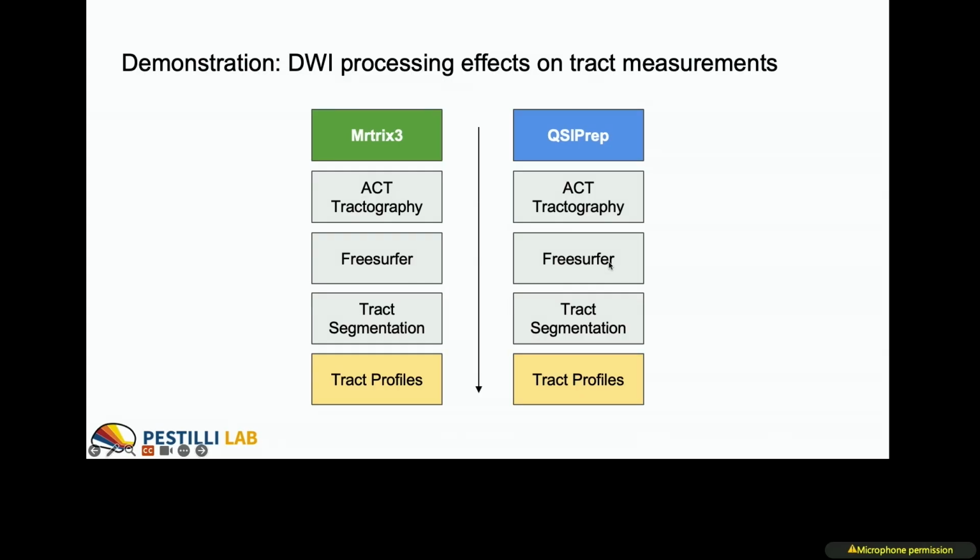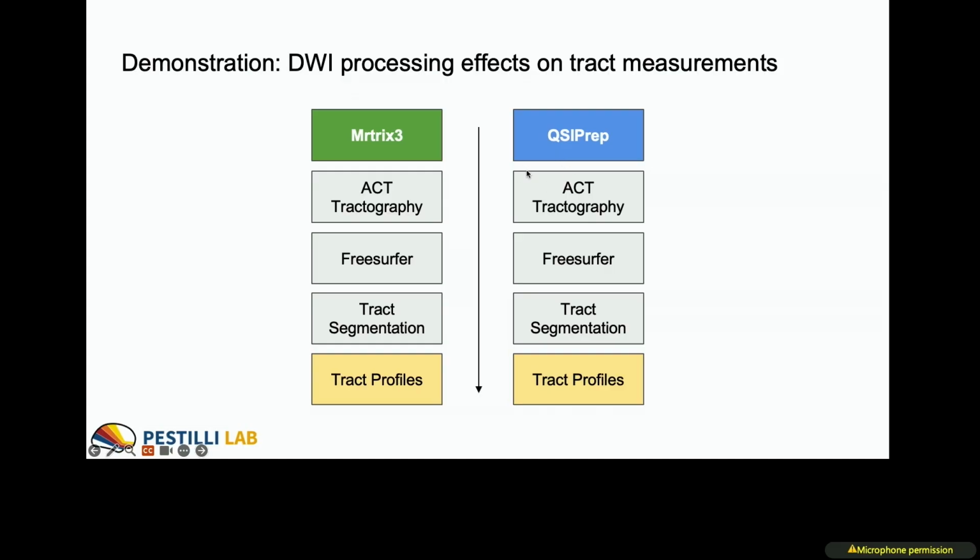So a demonstration that I like to do regarding assessing pipeline variability is running two diffusion MRI preprocessing pipelines, in which I'm changing the first step, using different libraries to do the initial preprocessing step, and seeing in the end which metrics changed and how things changed in the final result.